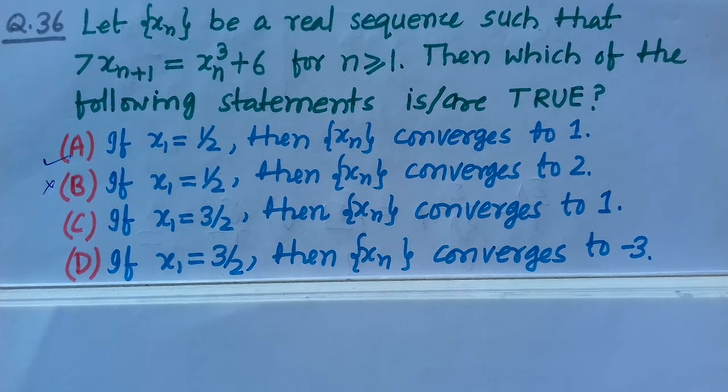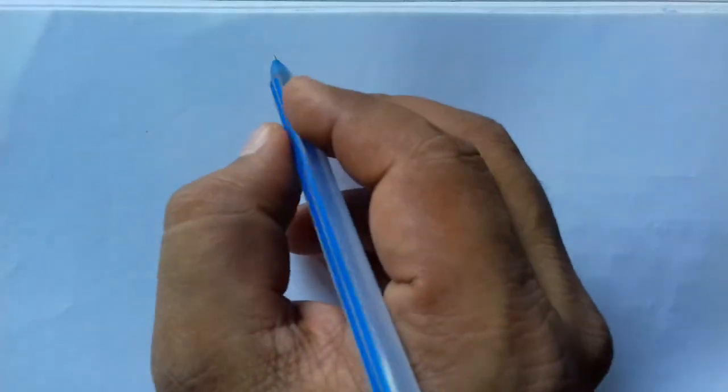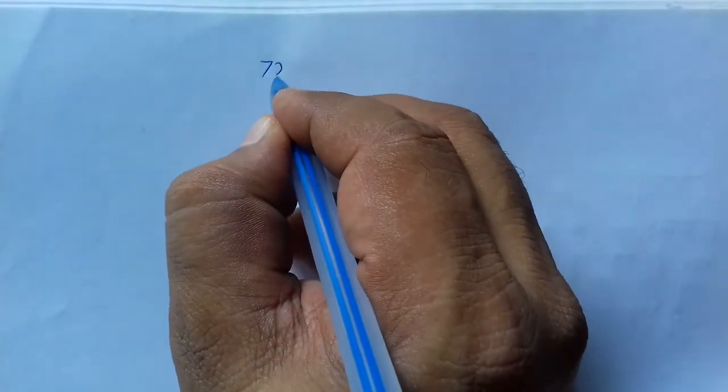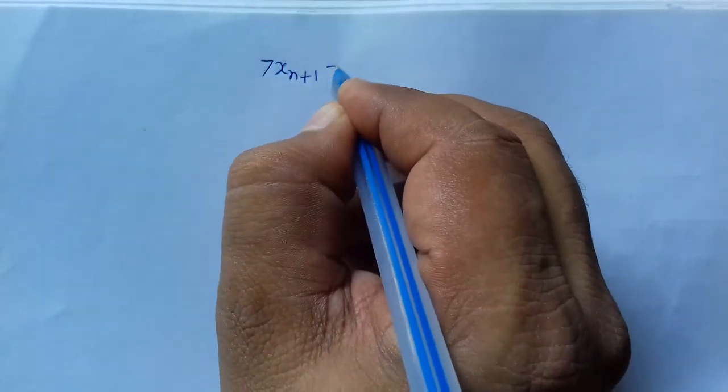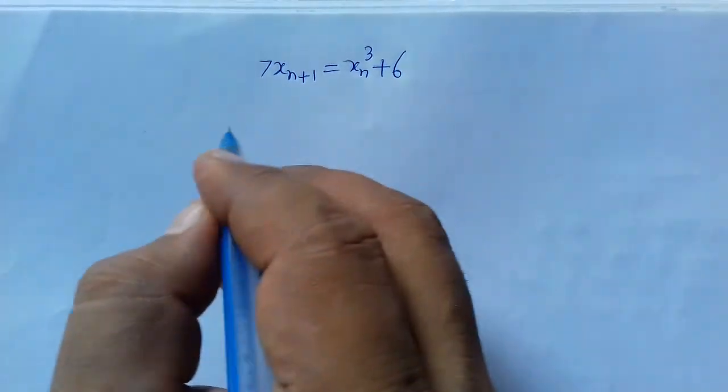Here is the question. The question is about a sequence. Let us go for the solution. In this question you see an equation: x_{n+1} equals x_n to the power 3 plus 6.